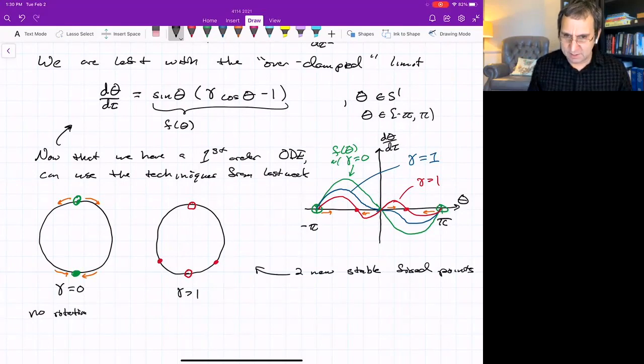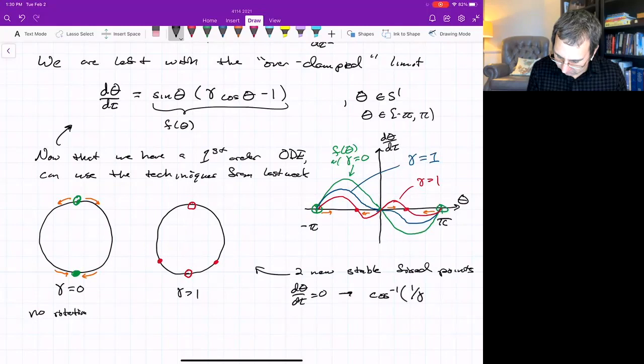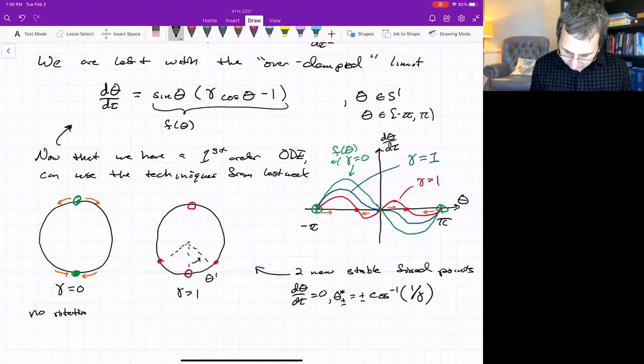Where are these at? So this is, right, you set d theta d tau equal to 0, and the new points are at inverse cosine of 1 over gamma. That only has a solution when gamma is greater than 1. So theta star, let's call them plus and minus, plus minus that. This is theta star plus, this is theta star minus.